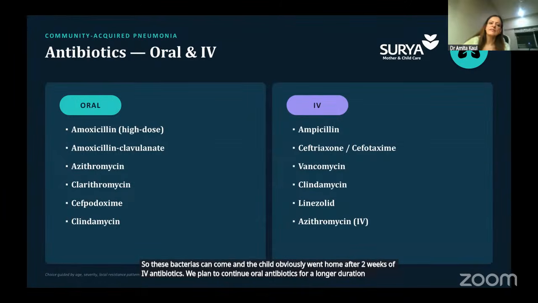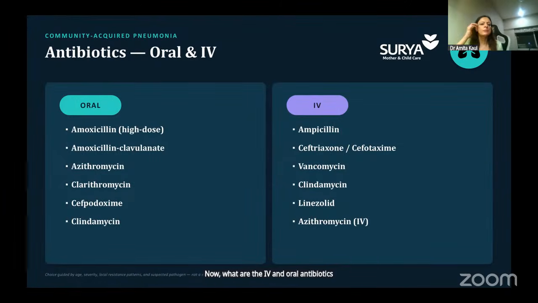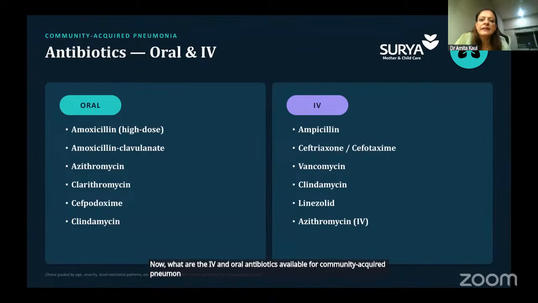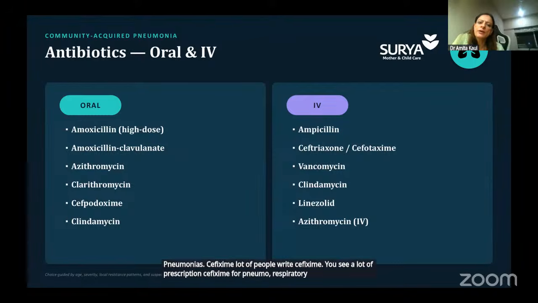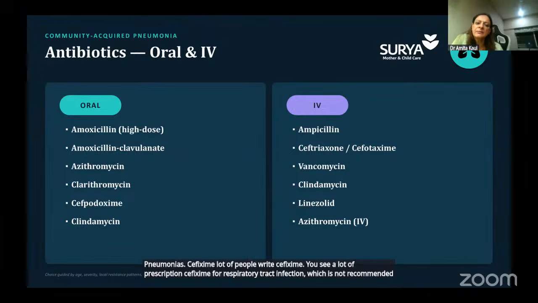Now, what are the IV and oral antibiotics available for community acquired pneumonia? So, oral antibiotics which are common are obviously amoxicillin, clavulanic acid, azithromycin, clarithromycin, cefpodoxime, clindamycin. These are very safe oral antibiotics for pneumonias. Cefixime, a lot of people write cefixime. We see a lot of prescriptions of cefixime for respiratory tract infection, which is not recommended because cefixime is an antibiotic which covers gram negative, like your E.